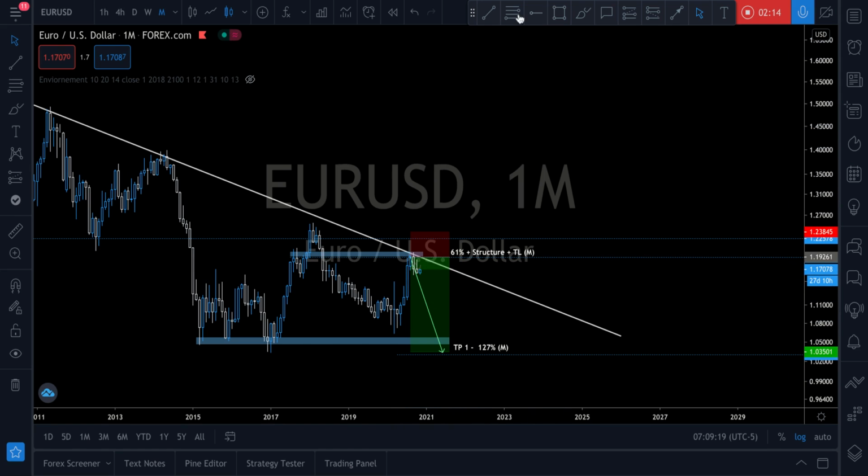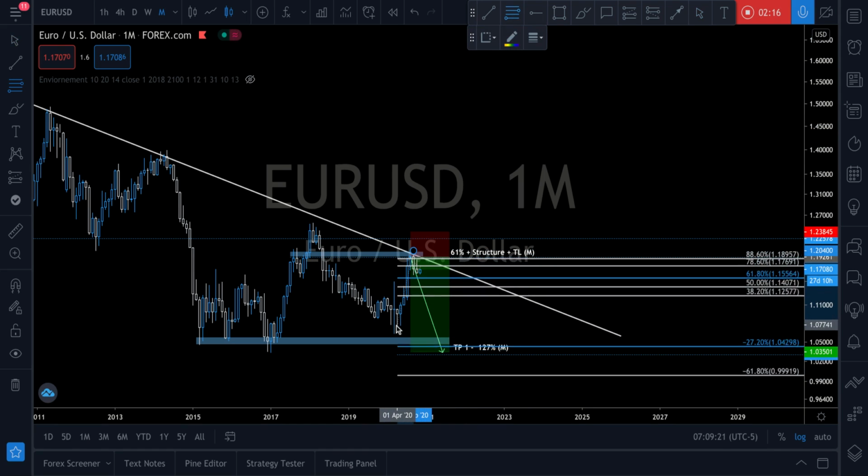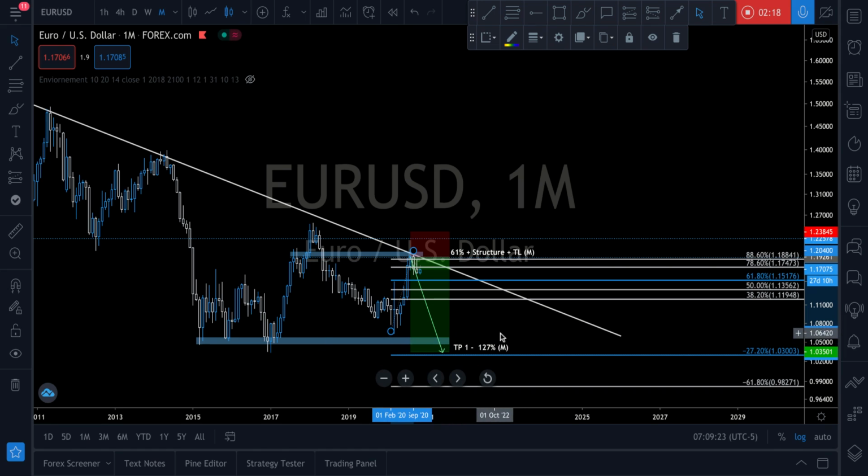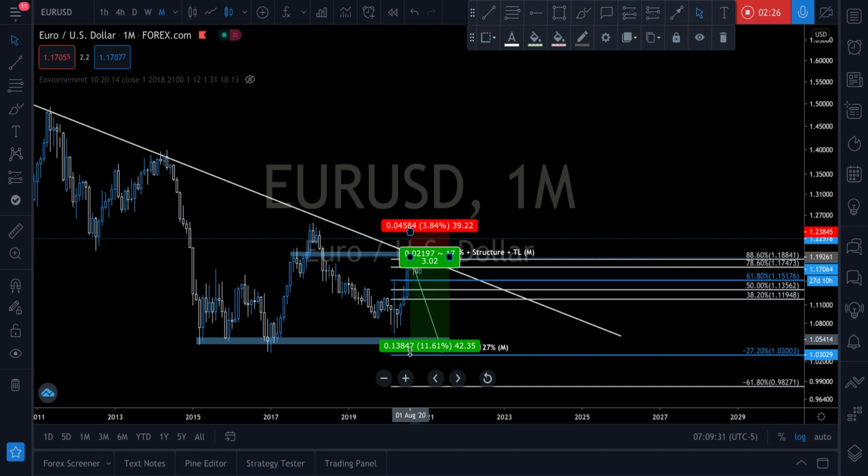When we're looking for a target, we're getting the extension of the previous leg, and that's where our 127 comes from. However, because we are so close to structure right here, it's likely that we would see some resistance, so you could close it out manually, still getting a 1-to-3 risk reward ratio.